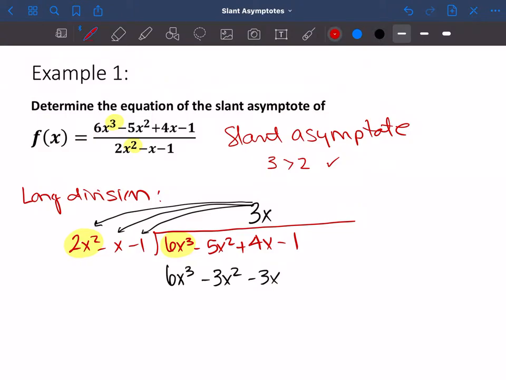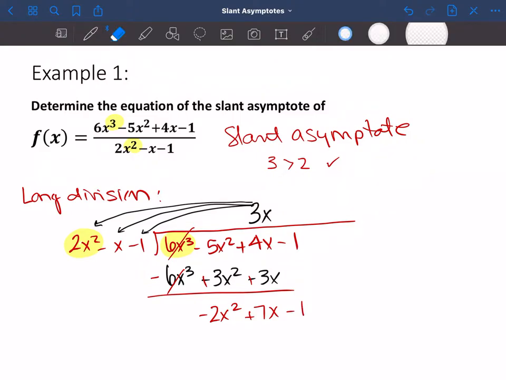And now I need to change the sign of all of these. So these are going to subtract out. That is going to give me a negative 2x squared. And this is going to give me a positive 7x minus 1. And now I'm going to go through this process again. So now let me erase these little lines here.